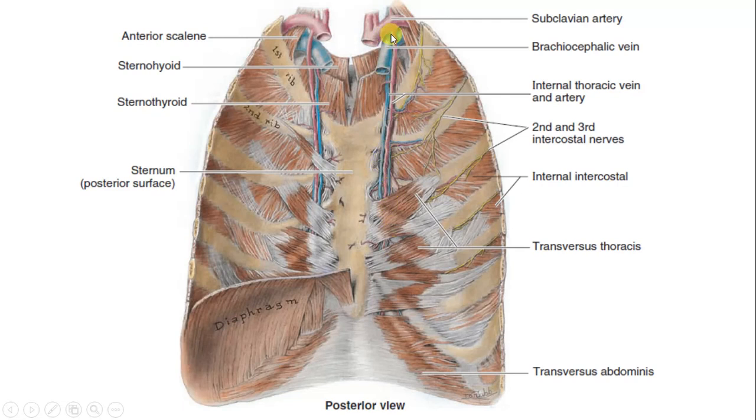Here we are seeing the origin of the internal thoracic artery from the subclavian artery.